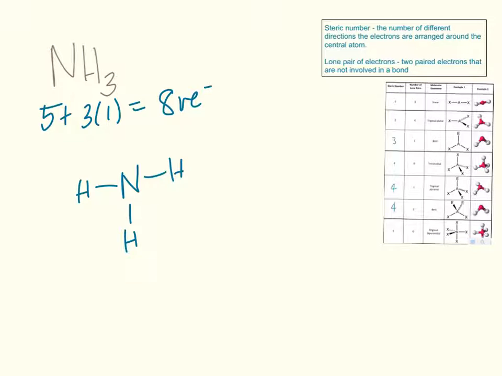Alright, next we have NH3. So if I count my valence electrons, I've got 5 for nitrogen and 1 for each of the hydrogen, so that's 8 valence electrons. So nitrogen is going to go in the middle, and I've got 3 hydrogen, so that's 2, 4, 6 electrons, so I've got 2 more. They're going to go up there.